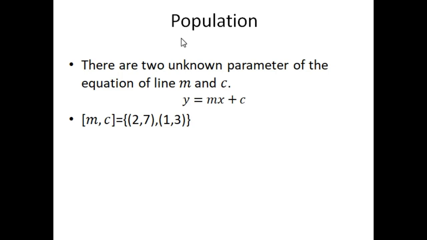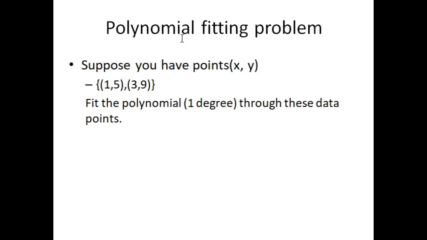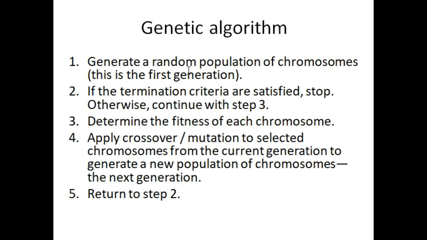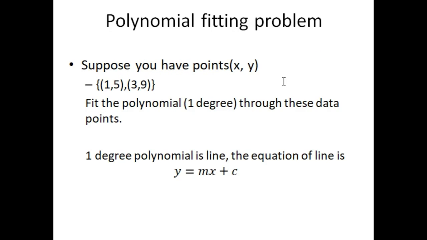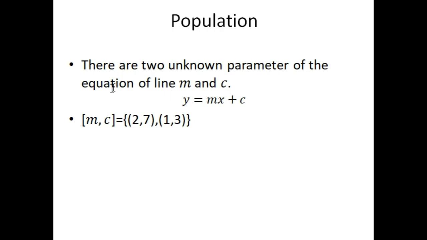So the first concept is population. Just look at this algorithm. Initially, generate a random population of chromosomes. So the first step is to create the random population. So I created a random population for the unknown parameters. There are two pairs of m and c, which are 2, 7, 1, 3. Then I will check the error function or error value for this problem.